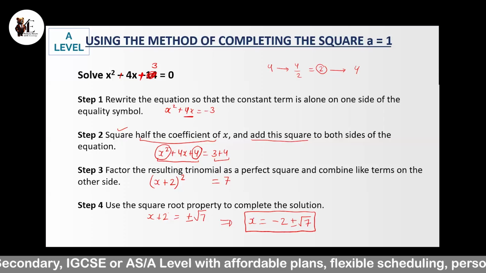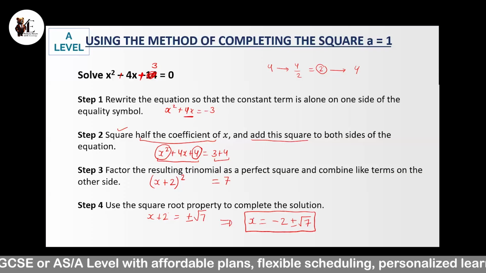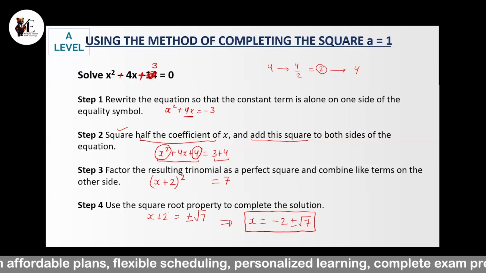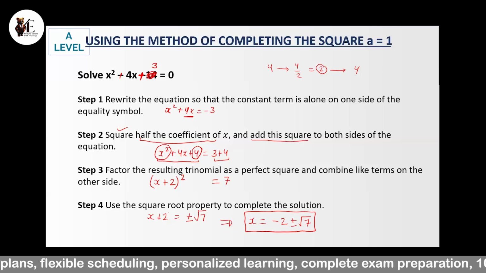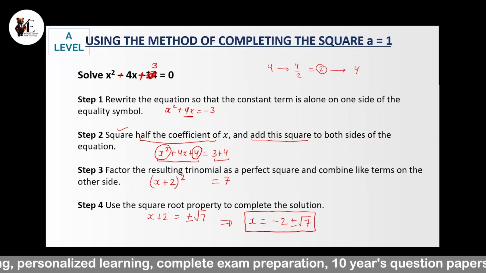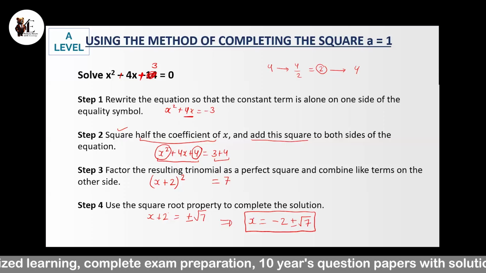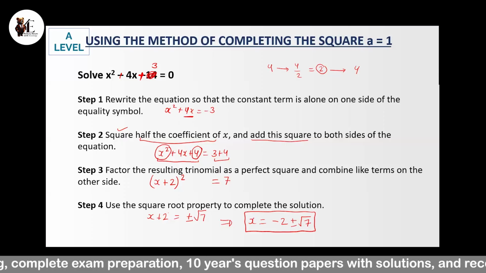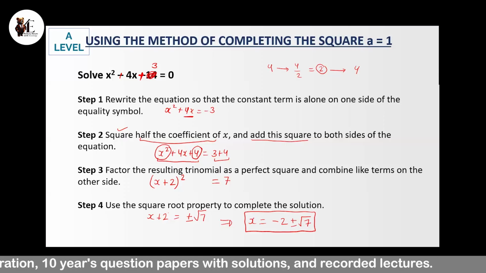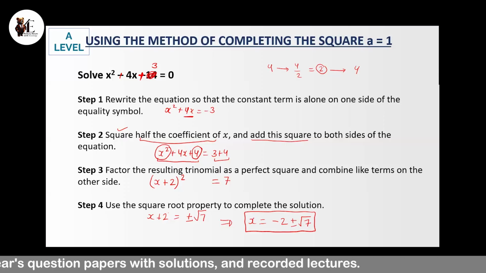And then we have to do the square. So the square of 2 will be 4. And 4 is added on both sides in the second step. That's why I have written x square plus 4x plus 4 is equal to 3 plus 4. Then on the left hand side, this is a trinomial. Trinomial means an expression which has 3 terms. So this expression has 3 terms, so this is a trinomial.